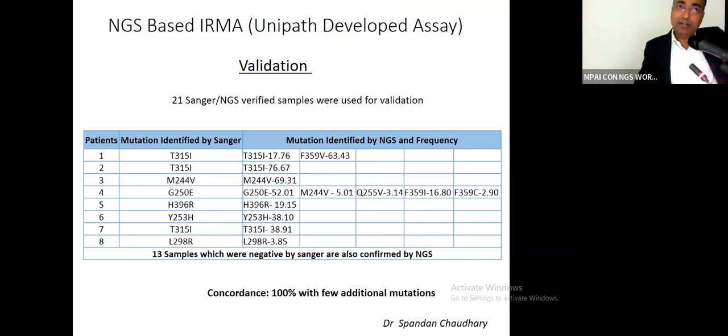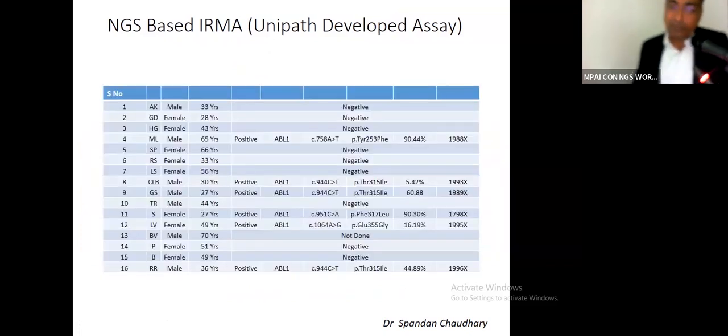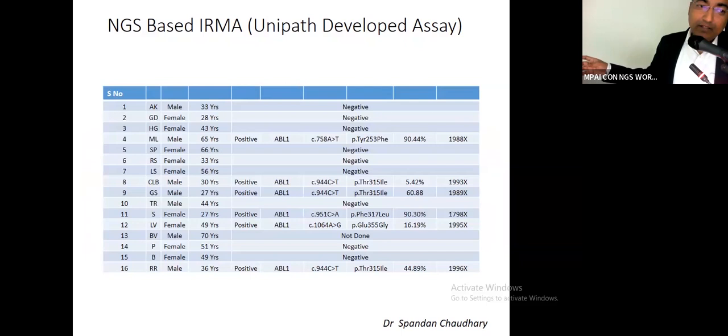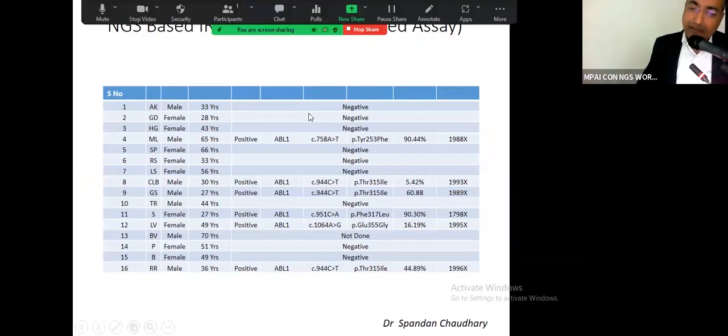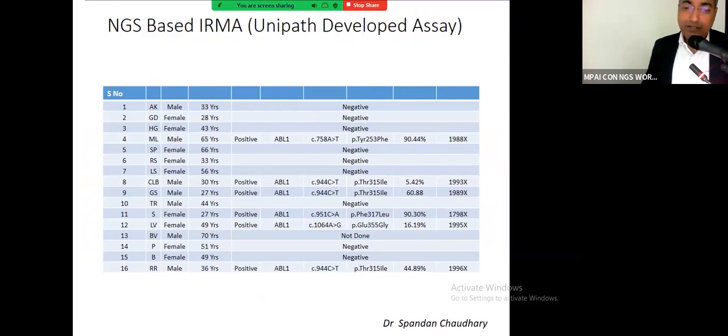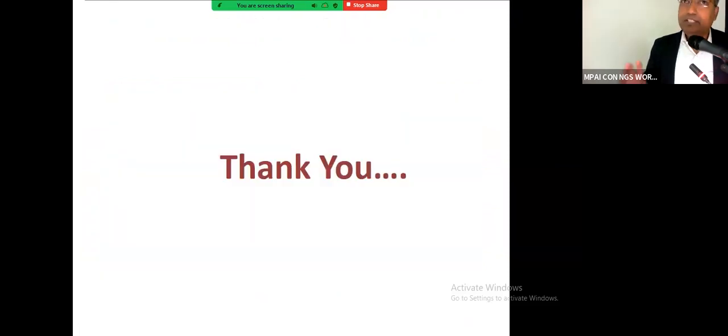I showed you the AML myeloid panel using positive and negative samples and controls. And here, for the kinase domain assay, using positive and negative samples, we were able to get the variant allele fractions, with 100% concordance. Subsequently, we have been using this in 15 to 17 patients with very good results, and we are very happy with the results. We are likely to publish this. Spandan has developed this assay in-house. So with that, I come to the end of this session. Thank you so much for your attention.